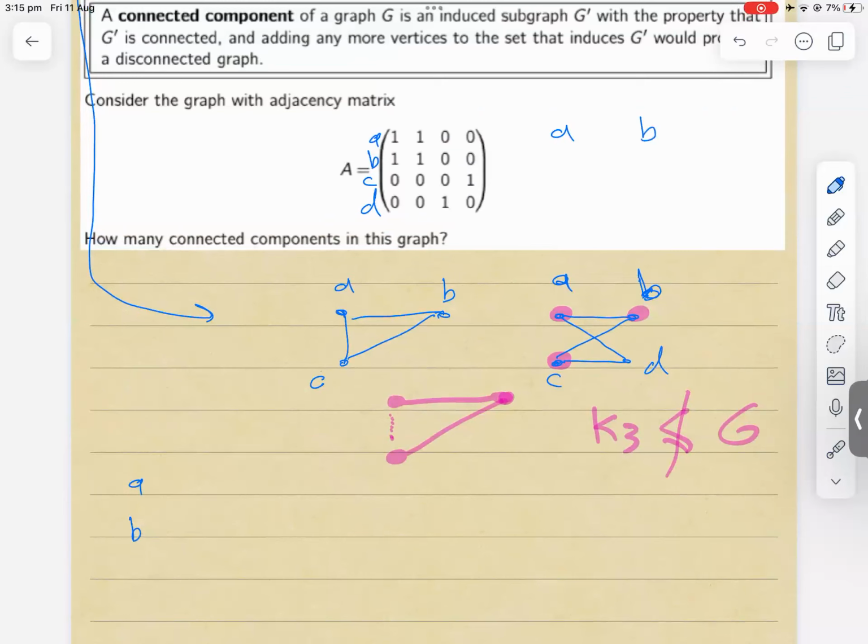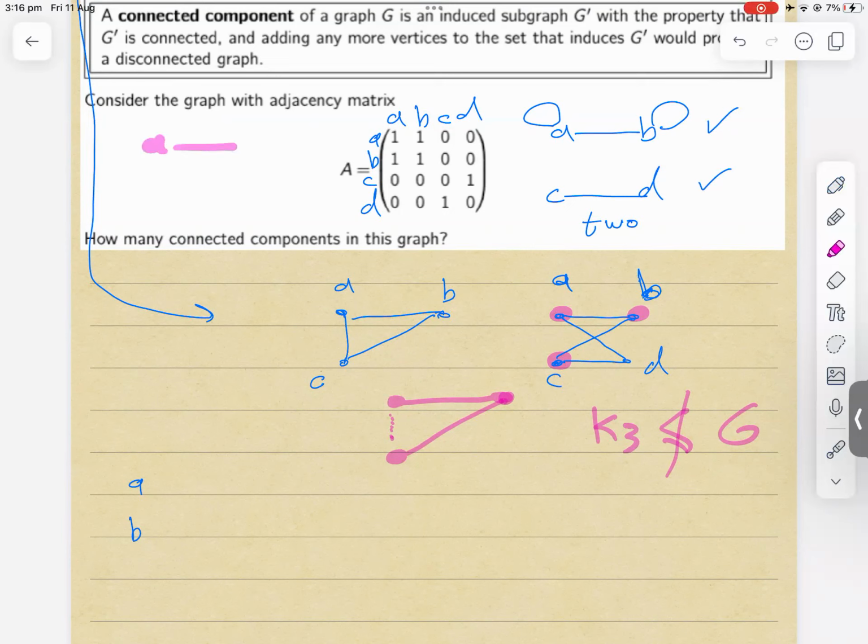A, B, C, D. So A to A, it has a loop. And A to B. Now, B to B and B to A. Then C, D, and D, C. So what I see is this graph with the adjacency matrix. How many connected components in this graph can you see? I will see that just 2. Just this part and this part.